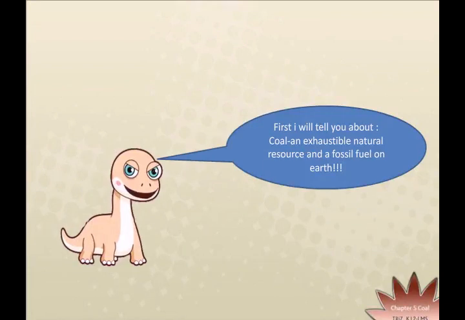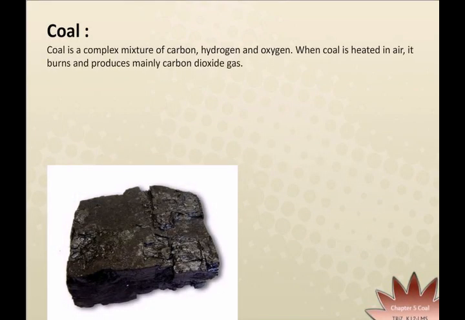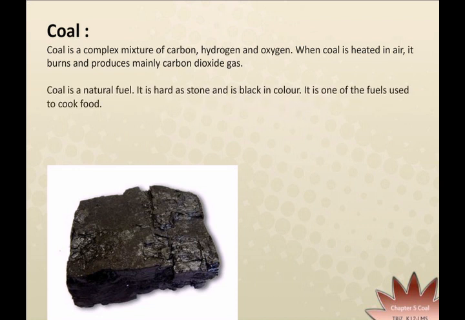First, I will tell you about coal, an exhaustible natural resource and a fossil fuel on Earth. Coal is a complex mixture of carbon, hydrogen, and oxygen. When coal is heated in air, it burns and produces mainly carbon dioxide gas. Coal is a natural fuel. It is hard as stone and is black in color.